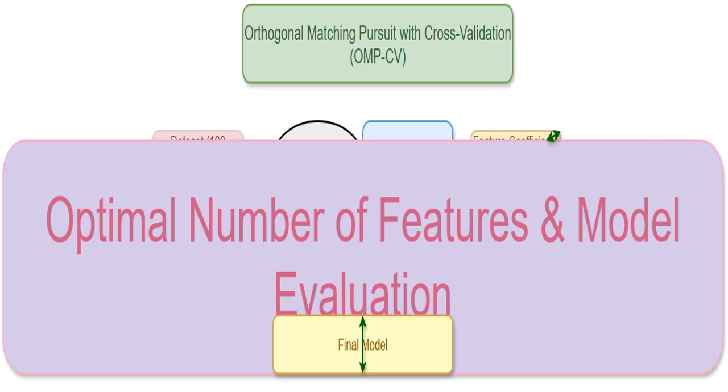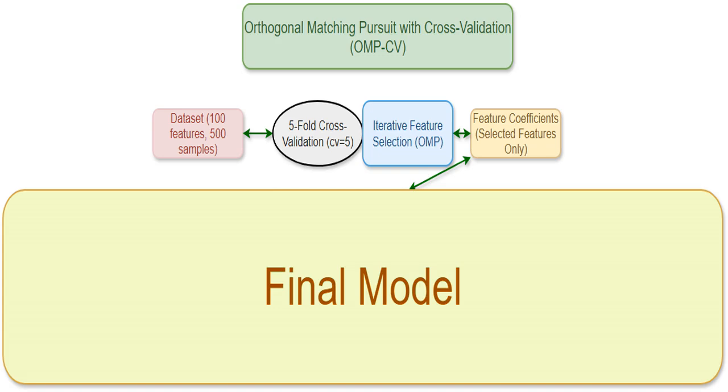Once the optimal number of features is determined, I build the final model using only those features. This provides a more efficient and potentially more accurate model than using all 100 features. This is our final, delicious recipe. I'm ready to bake this.